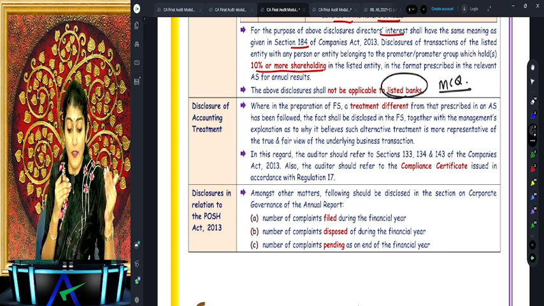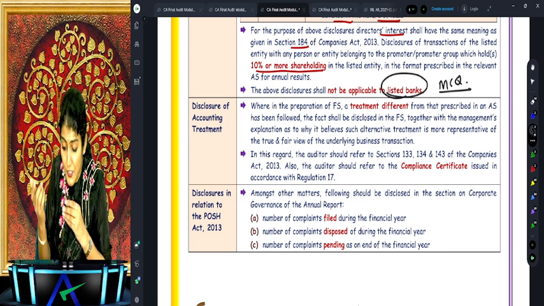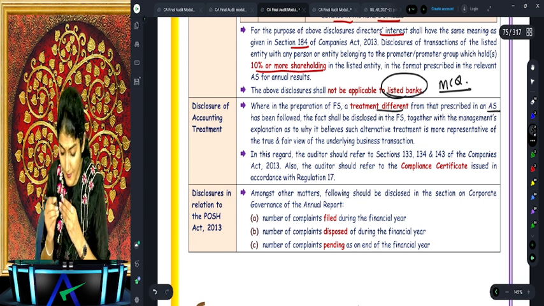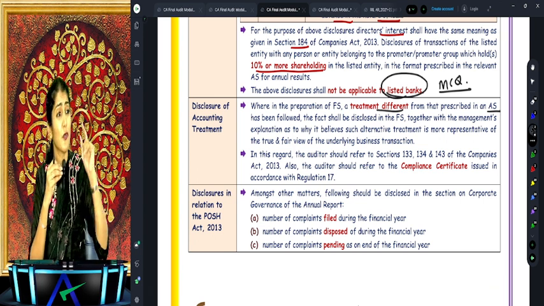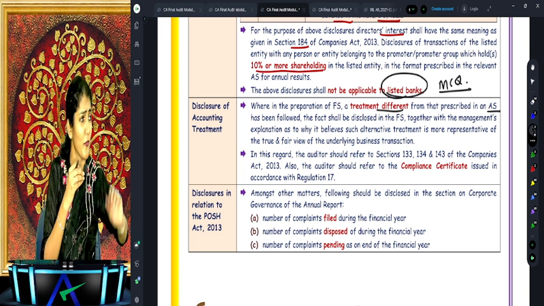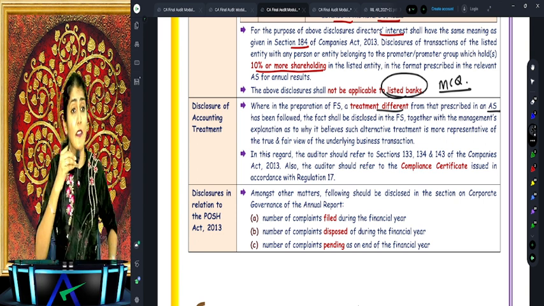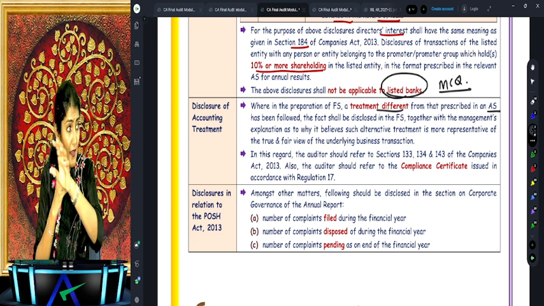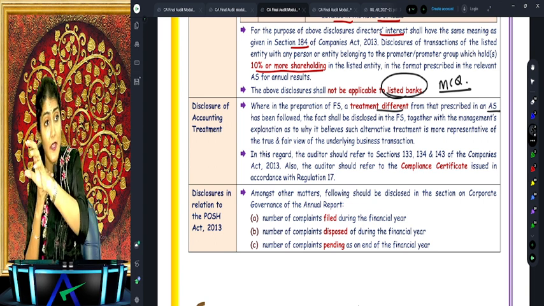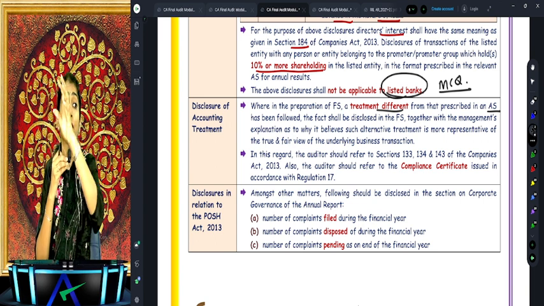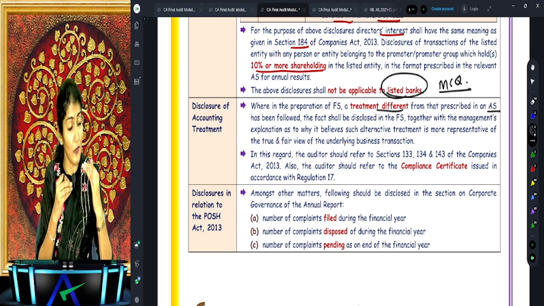Okay, then disclosure of accounting treatment which is different from that which has been given in the AS. Yesterday we had studied this in section 129 also, yesterday or day before yesterday. The reason for the deviation from the AS, and also the financial effect of such deviation. So here also, what does it say? Disclosure of the accounting treatment.